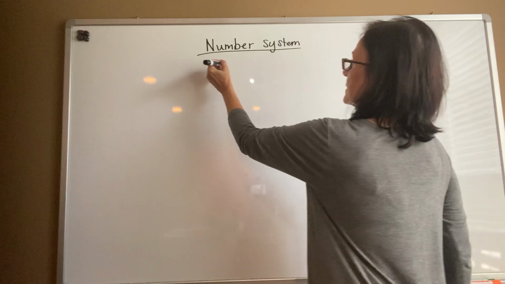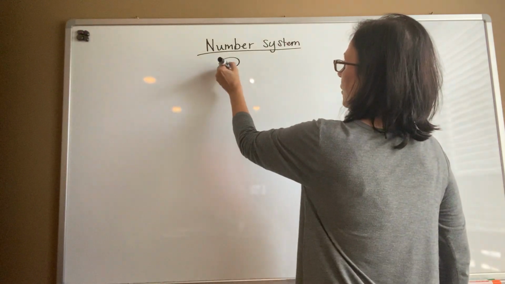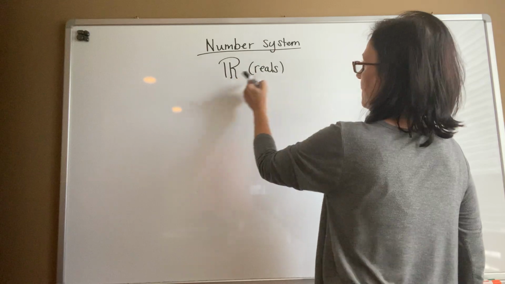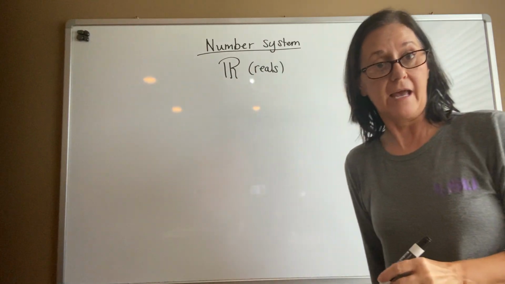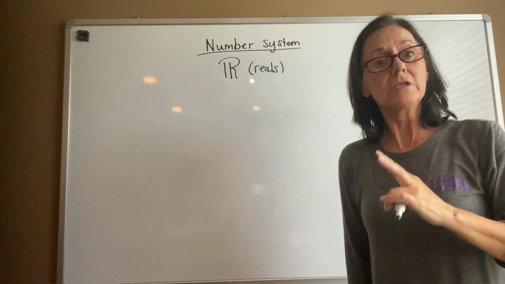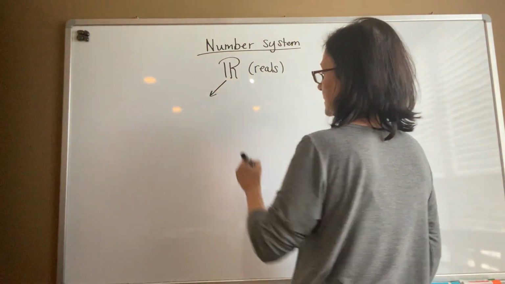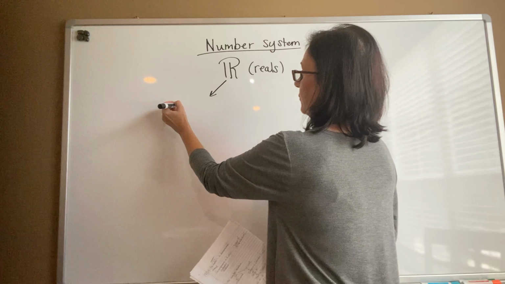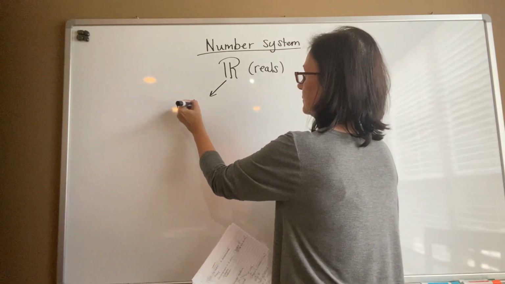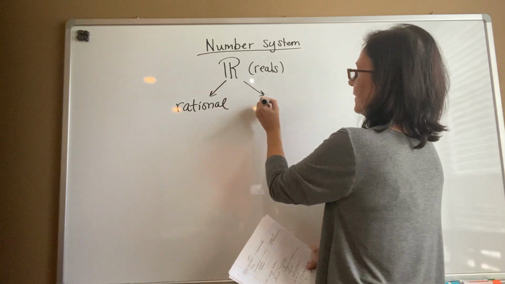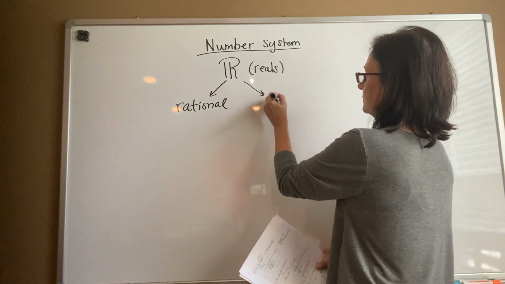All right, in the number system, all of our numbers are called real numbers, reals. The math symbol for reals looks like that. There are two types of real numbers. All right, they're either rational or they are irrational.